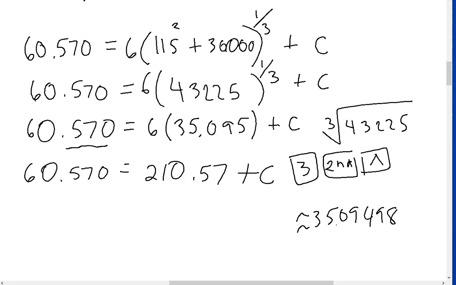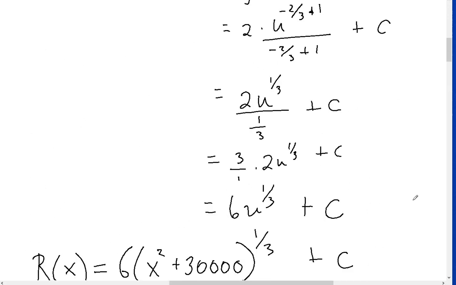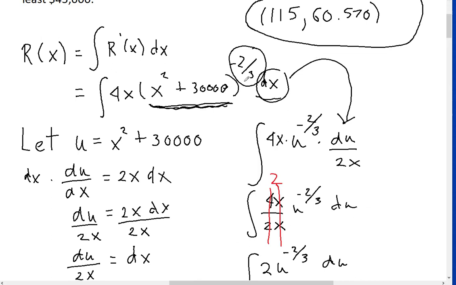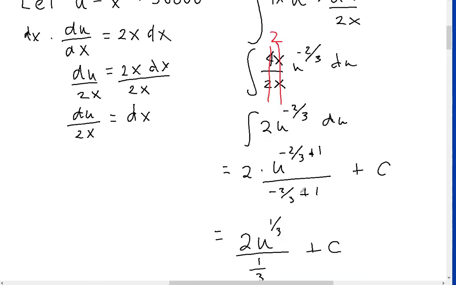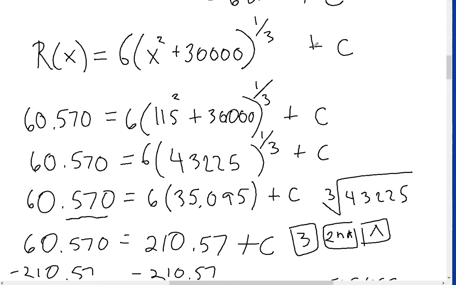And 60.570 still on the left. So subtract 210.57 from both sides, and you get minus 150 is C. Okay, so once again, after we did our U substitution, we took our integral, we put the U back into the integral, and don't forget plus C, because it's not a definite integral. We don't know any endpoints, but we do know a point.